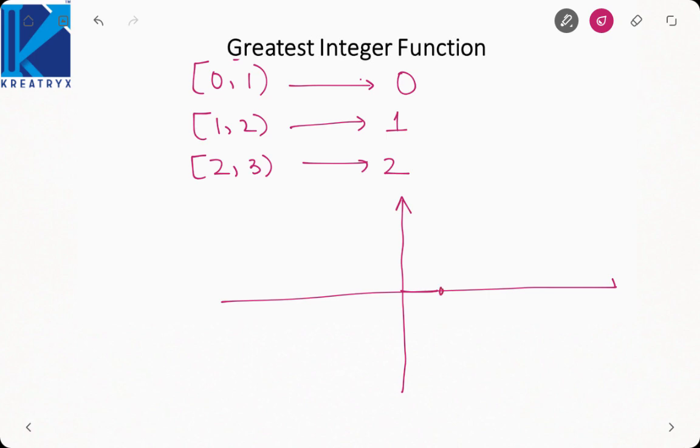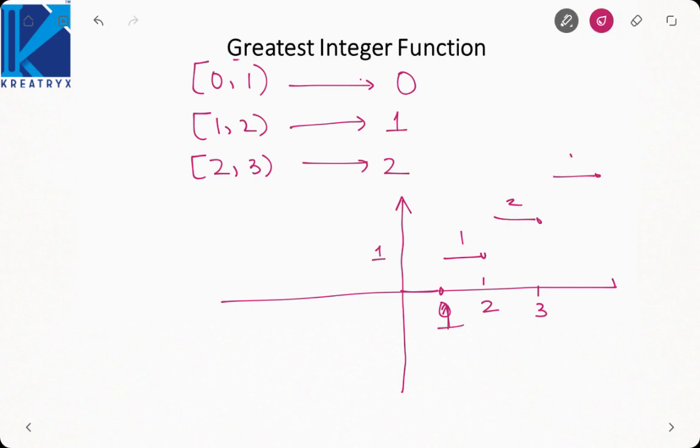So the graph of the greatest integer function will look like this: from 0 to 1 it will be 0. Why am I showing a circle here? This circle indicates that this point is not included. From 1 to 2 it will be 1. Then 2 to 3 it will be 2. Then 3 to 4 it will be 3. Okay, here there is no circle actually.